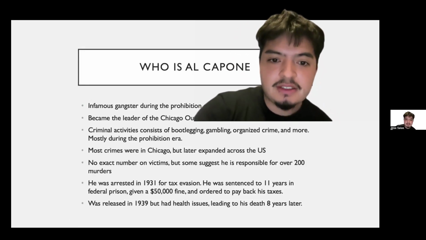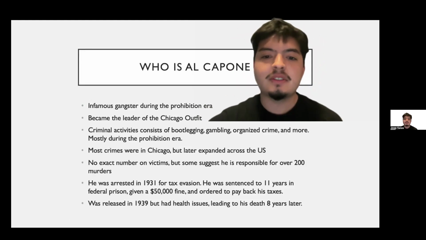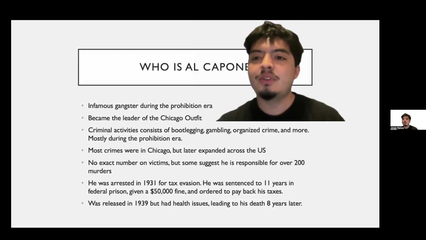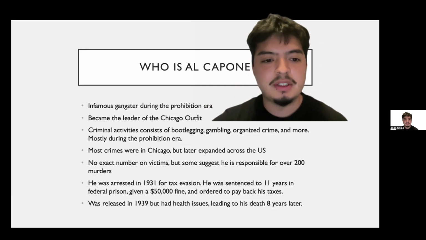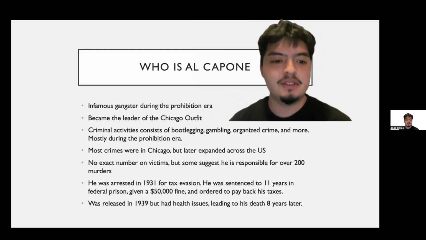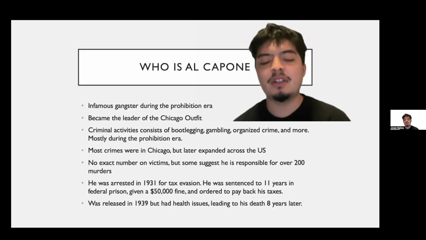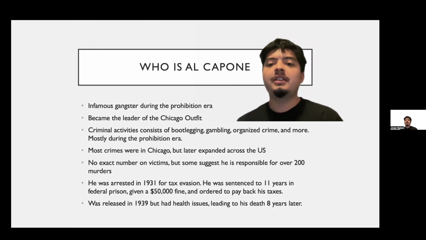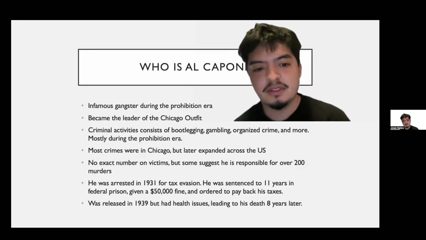Criminal activities consist of bootlegging, gambling, organized crime, and much more. But most of it was during the Prohibition era. Most crimes were in Chicago, but later expanded across the U.S. And there's no exact number on the victims, but some suggest he is responsible for over 200 murders.